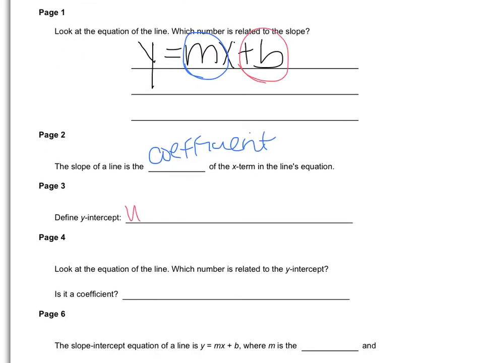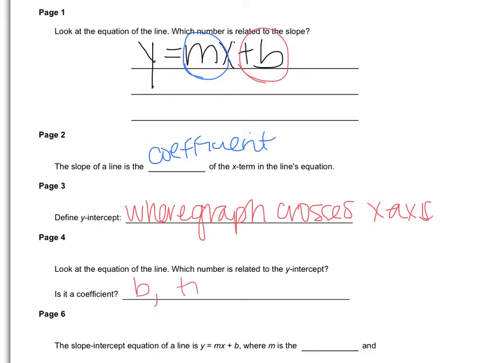It's where the graph crosses the x-axis. So when you're looking at this equation, that would be the b, and it is the constant term. It's constant because it doesn't have an x attached to it.